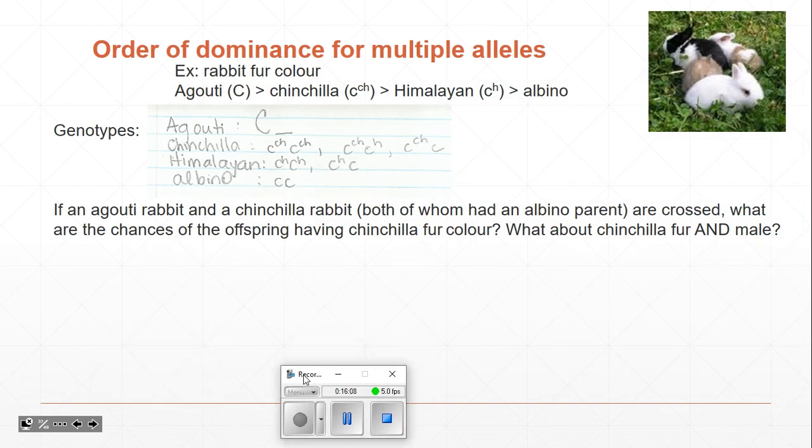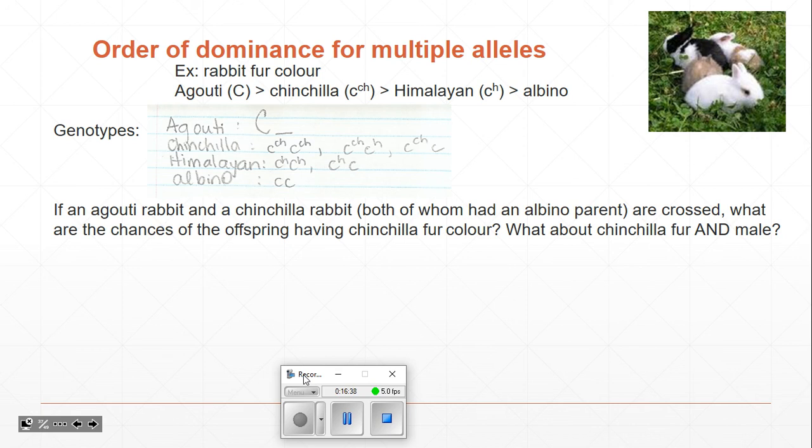We got a couple more scenarios. I think maybe I'll talk about this one and we'll save the other one for the next time. But in this scenario, sometimes when there are multiple alleles, instead of what we had with blood type where it was just dominant or recessive, we get what's called an order of dominance, where one allele is the most dominant, then another one is like second, another one is third, another one is last.